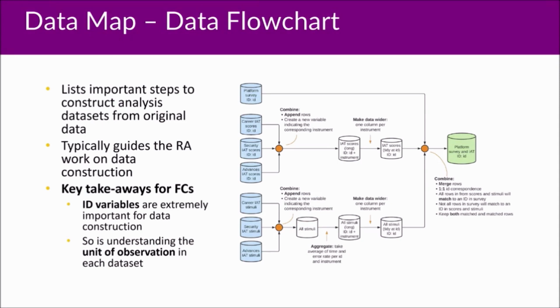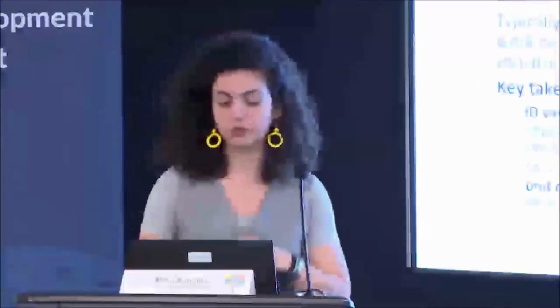You, as field coordinators, do not need to worry as much about this. This is typically a guide for a research assistant's work. What you need to understand from this, and if you look, those of you who are close to this image will be able to see that at each different step of this flow chart, we are listing what is the unit of observation and what is the ID variable. So this is just to stress again that the way you collect the data and you identify individuals in the data will be important throughout a project's life cycle for data work.